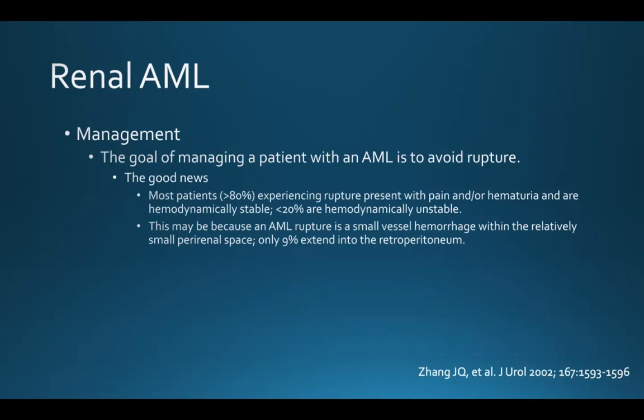Most patients, meaning greater than 80% of patients who experience rupture, present with pain and/or hematuria, but are hemodynamically stable. Only less than 20% are hemodynamically unstable. And this may be because when an AML ruptures, it's a small vessel hemorrhage within a relatively small perirenal space, which contains the bleed. Less than 10% extend into the retroperitoneum.